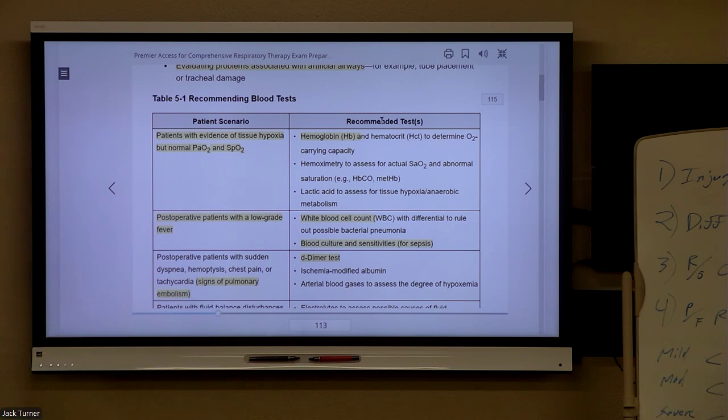That, or if your PaO2 and SpO2 look good, but maybe your lactic acid is high or something of that nature. Or your SvO2 is coming back on the other side really low. Okay.